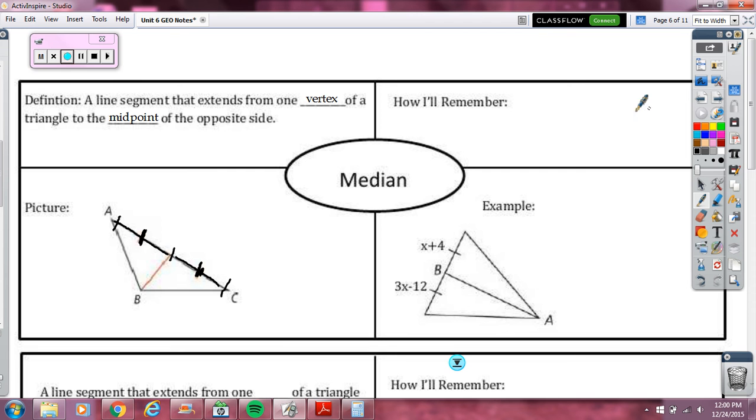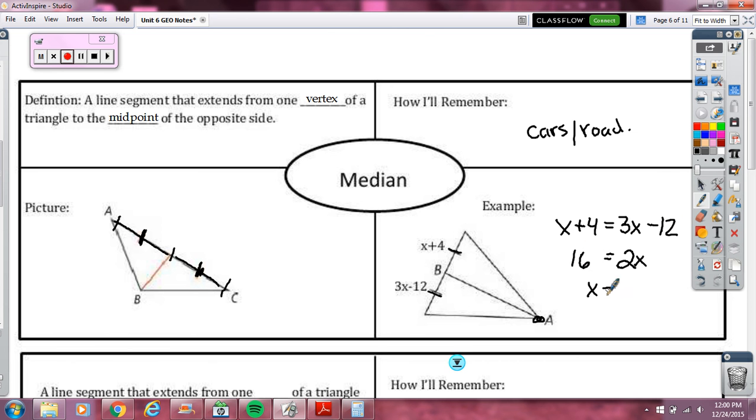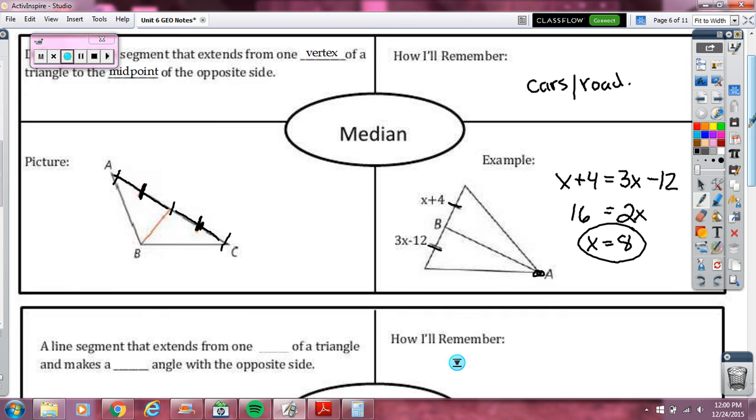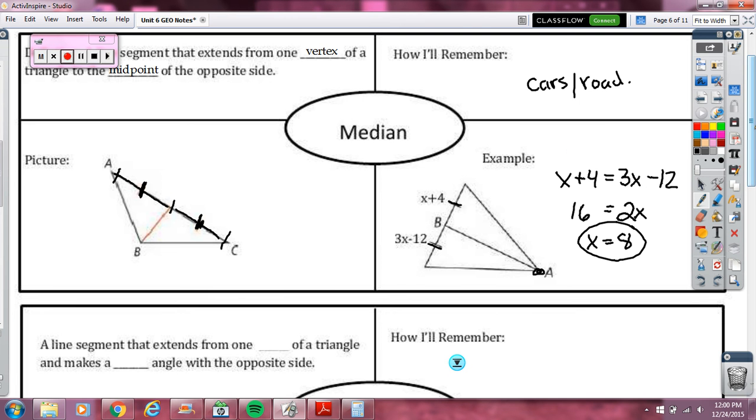So let's consider this example. First of all, I see a line segment that comes out of an angle, and it's dividing the opposite side into two equal pieces, meaning that x plus 4 had better be the exact same size as 3x minus 12. And if I subtract x from both sides, I get 2x. If I add 12 to both sides, I get 4 plus 12, which is 16. So x is 8. Again, not super hard math, just got to know the vocab words so that you'll know how to set something up.